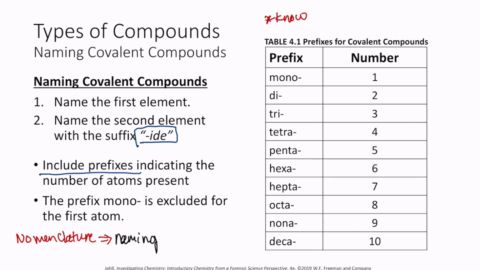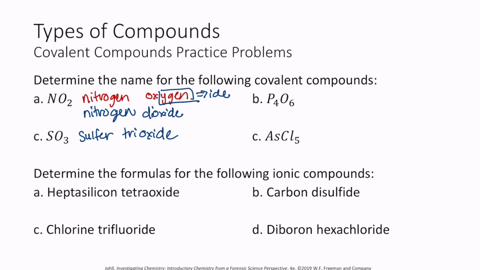If you look at the table, you'll notice that there is a prefix for 1. It just is really not used. The only example where it's used is carbon monoxide, and that's just because it is so common these days that it's always used. But for every other compound, you will not use mono for 1. So notice I did not write mononitrogen dioxide or monosulfur trioxide. I just wrote nitrogen dioxide and sulfur trioxide.